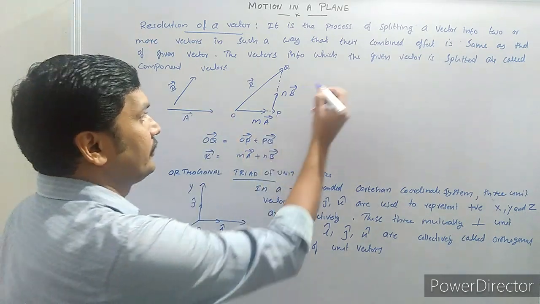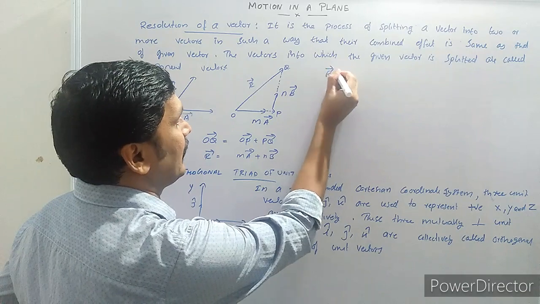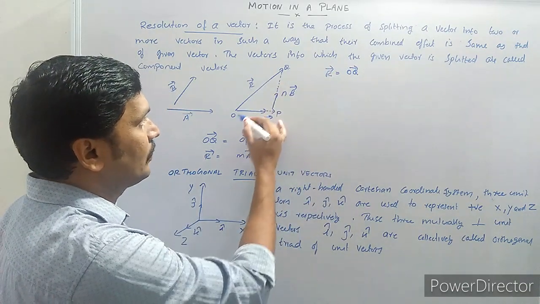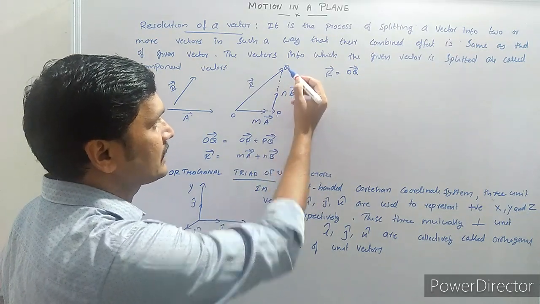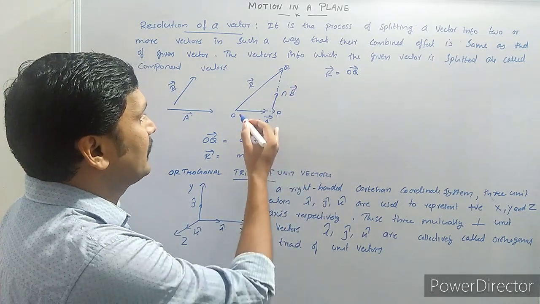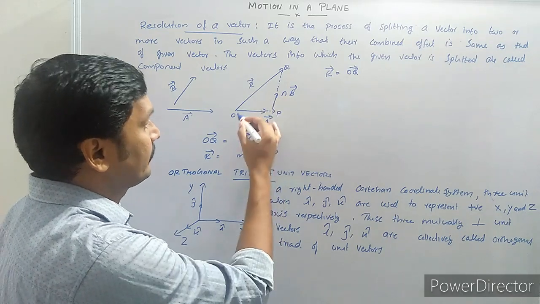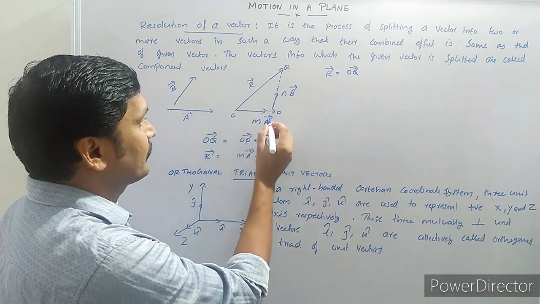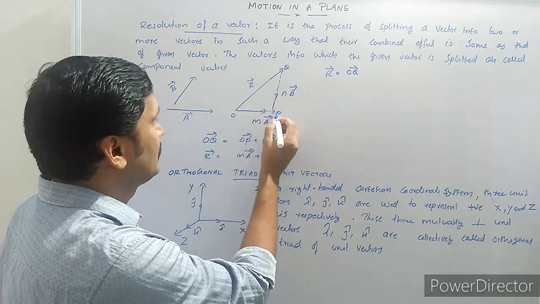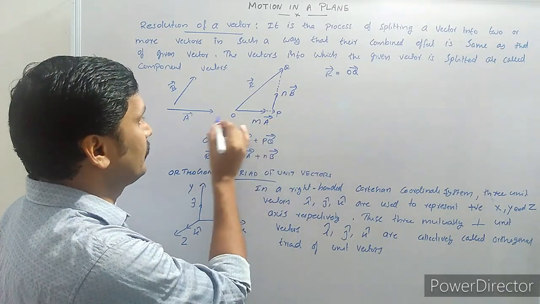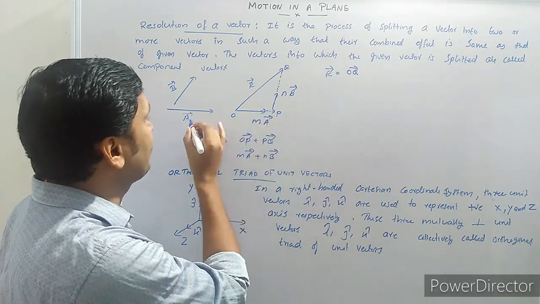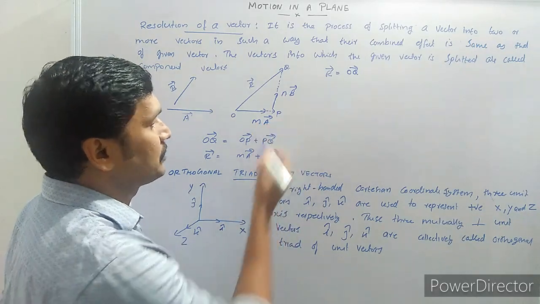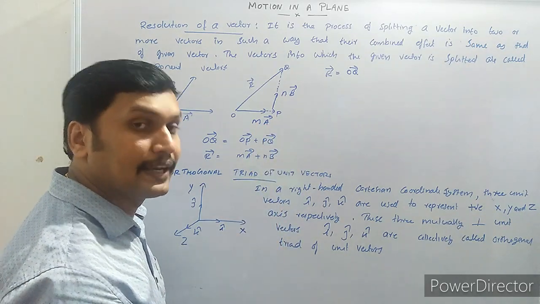For that we have vector R. Vector R is equal to vector OQ. That is, the tail of vector R is O and the head of vector R is Q. From the tail of vector R, we draw another vector, say OP, which is parallel to vector A and which is equal to m into A. m is a scalar quantity, a number.